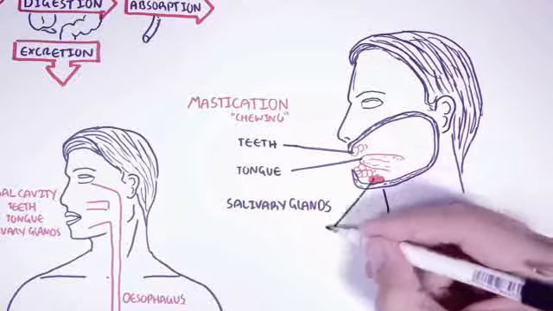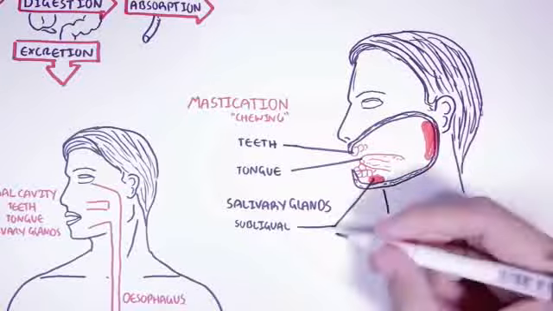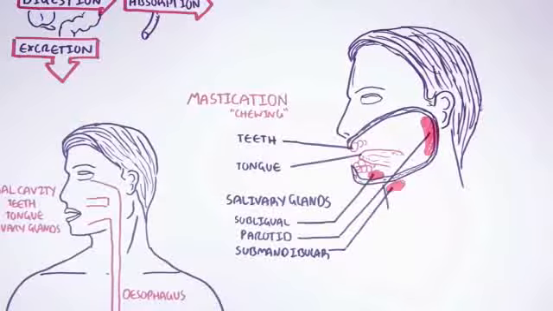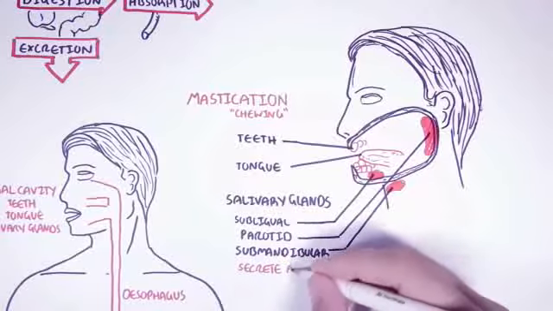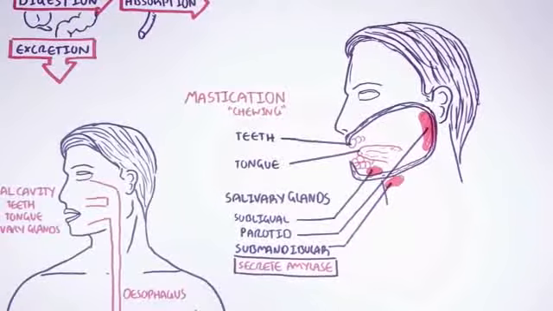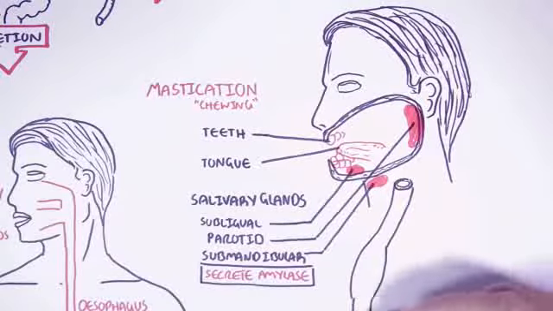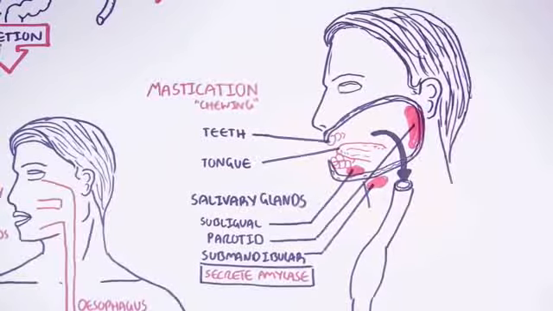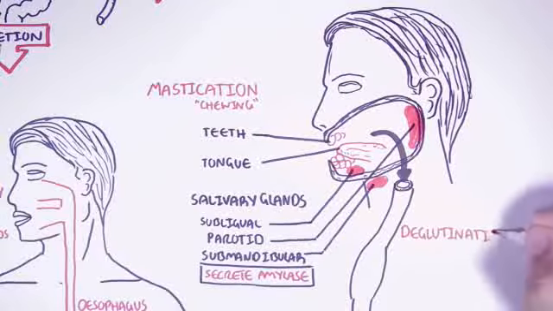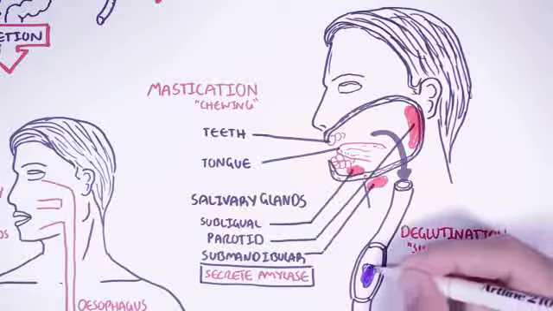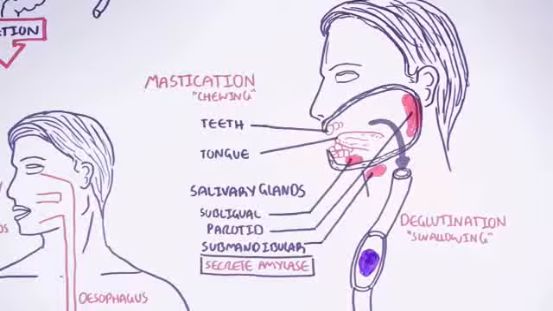There are three salivary glands: the sublingual, meaning below the tongue, parotid, and submandibular, which means below the mandible. The salivary glands also secrete an enzyme called amylase, which will initiate carbohydrate digestion. Once the food leaves the oral cavity in a partially digested form, it is swallowed, a term called deglutination. The food is actually now referred to as a bolus. The bolus, which means bowl in Latin, is a mass of food that has been chewed up.